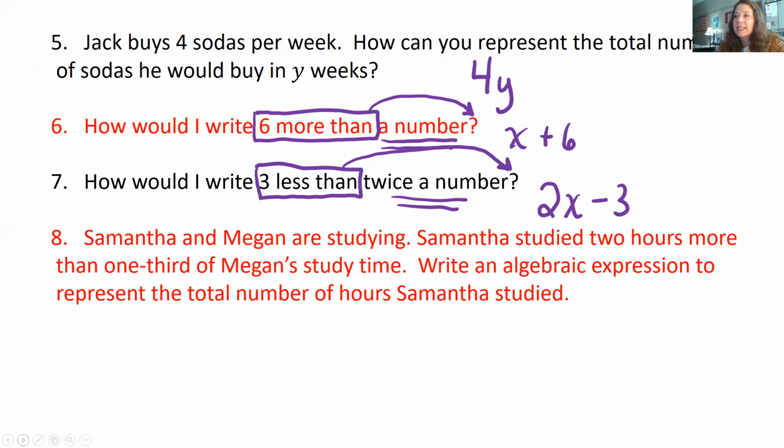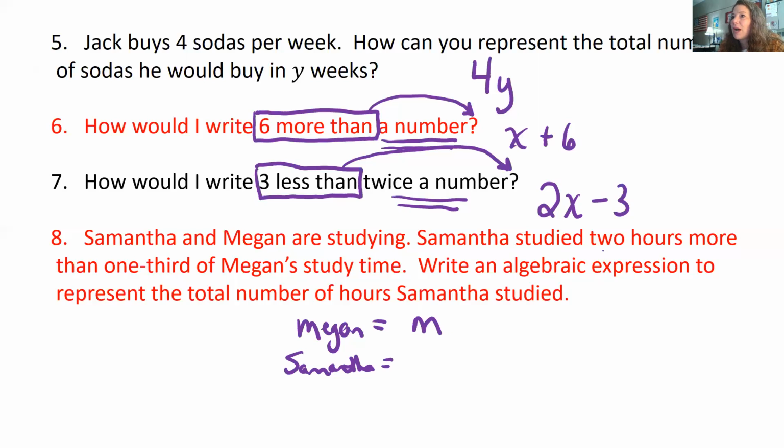All right, let's look at number 8. Samantha and Megan are studying. Samantha studies 2 hours more than 1/3 of Megan's study time. Write an algebraic expression to represent the total number of hours Samantha studied. Well, do we know anything about how long Megan studied? No. So we're going to let Megan's time of studying equal M. Now, we know something about Samantha, don't we? We know how much she studied in comparison to Megan.